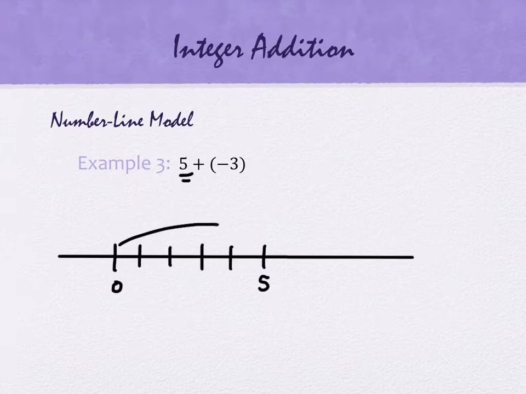So now I'm at 5, so to speak. I've kind of jumped over here 5, jump them one at a time. I don't care how you draw the arrow, but you have now moved 5. And this one right here tells me that I need to then move 3 backwards.